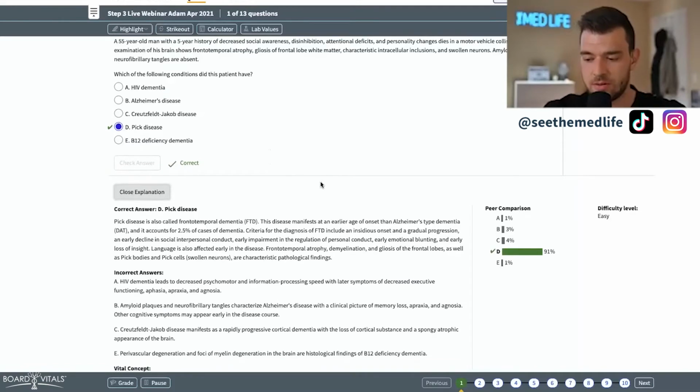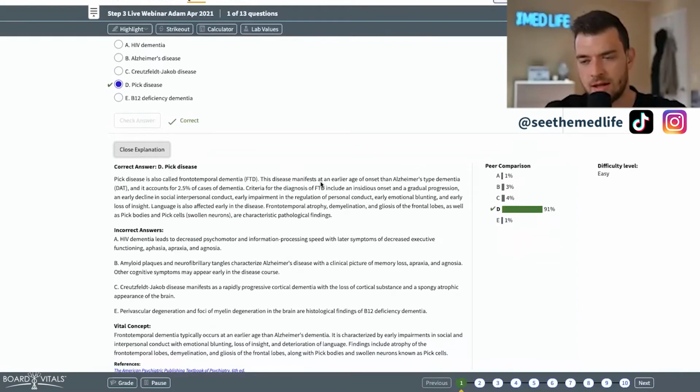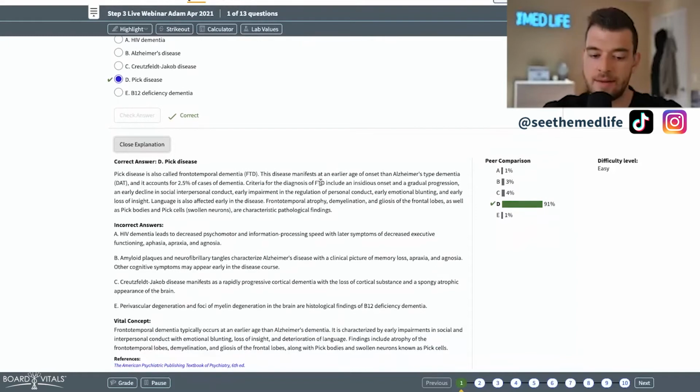This is also known as frontotemporal lobar dementia, and it's important that you know this is considered an eponym, Pick disease. It's named after someone. It's an eponym. But the frontotemporal lobar dementia is really what's more important to know here. And the name gives it away, fronto and temporal lobar dementia.